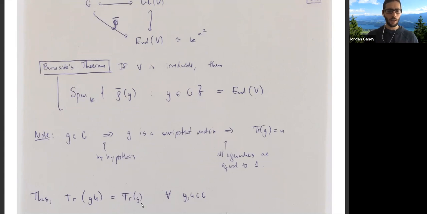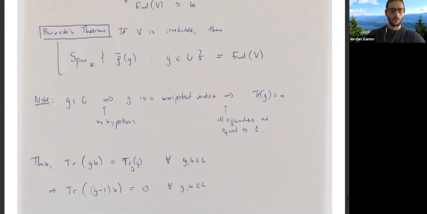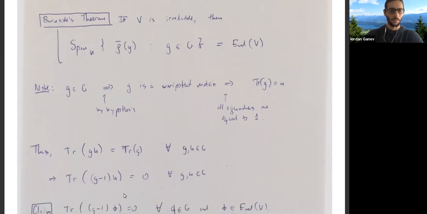If we take g times h for some other element in the group, then that's still a unipotent matrix, so its trace is still equal to n. So we have that the trace of gh is equal to the trace of g, but that means we can take the trace of (g minus 1) times h, and that'll be equal to 0. So we use the linearity of trace, the compatibility of trace with sums, to get this result.